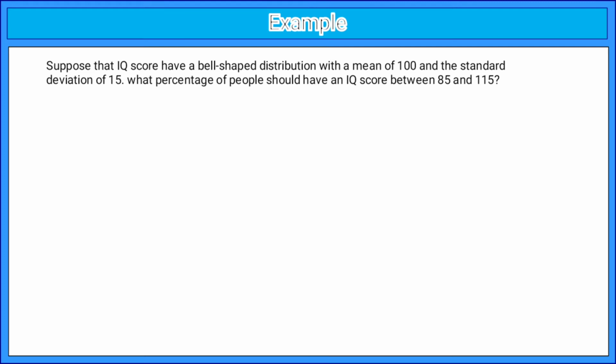So we have this problem. Suppose that IQ scores have a bell-shaped distribution with a mean of 100 and a standard deviation of 15. What percentage of people should have an IQ score between 85 and 115? So in this kind of given problem, we are going to compute and find out the percentage of our z-score.